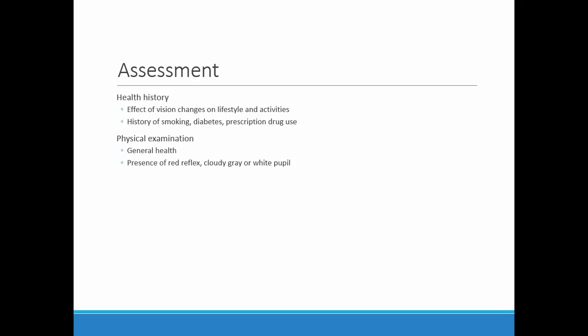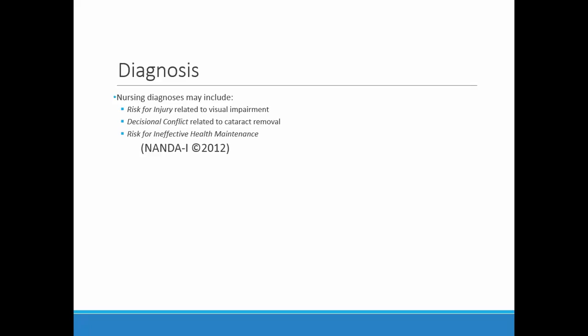In the physical examination, looking at their general health, you also want to assess visual acuity using their corrective lens and a Snellen chart. You also want to evaluate each eye. They do them individually and together. You want to assess the presence of the red reflex. Look to see if they have a cloudy gray or white pupil, and that would be indicative of a cataract.